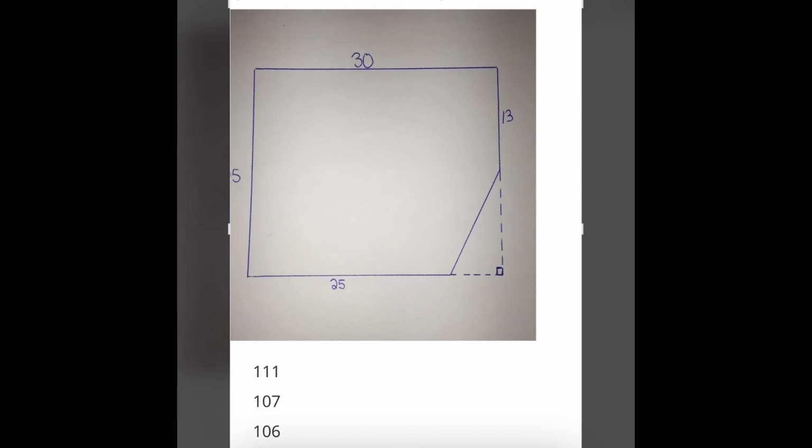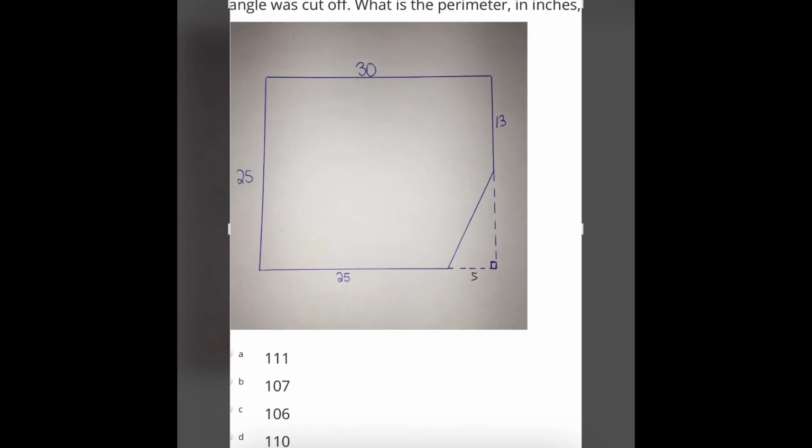The top side's 30, the bottom side would be 30 also, but you got 25 plus 5 would be 30. And the left side's 25, well, you got this 13 plus 12 would give you the right side of that triangle. So this is a 5, 12, 13. So that's the side I needed. So we add all the sides together. 25 plus 25 plus 13 plus 13 plus 30. And we get 106.